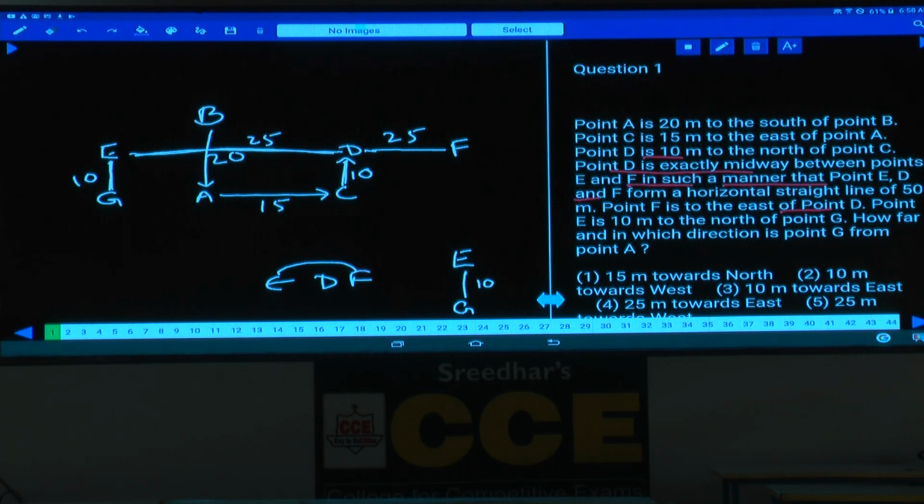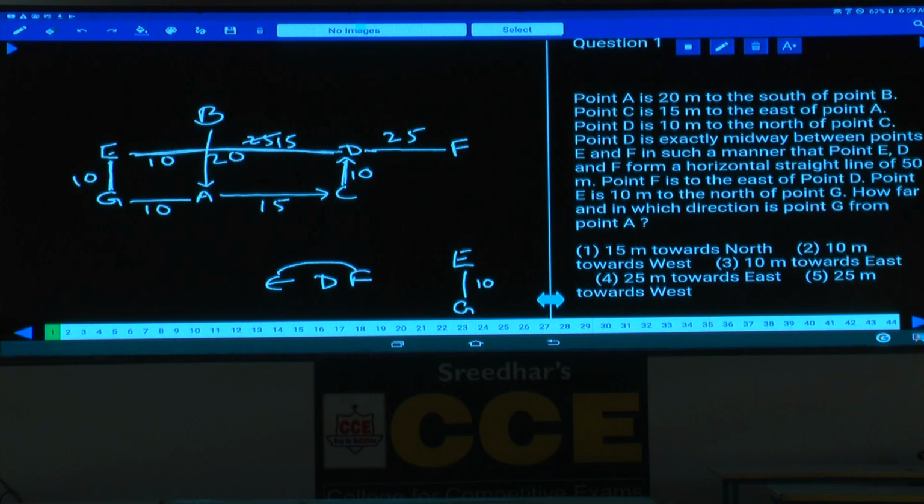E, D and F, and G, A and C form a vertical horizontal straight line. Now if this is 15, this will be 10. Now the total distance is 15, this will be 10, and this will be 15 out of the total 25. Done with this? Then question number 1. In which direction is point G from point A? Yes, tell me in which direction G is from point A? West. And how many meters towards west here? 2 meters west. That is choice 2. Hence question number 1, choice 2 is the answer.